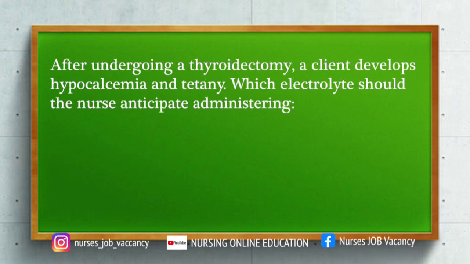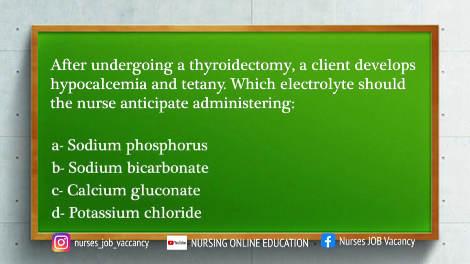Next question. After undergoing a thyroidectomy, a client develops hypocalcemia and tetany. Which electrolyte should the nurse anticipate administering? A. Sodium phosphate. B. Sodium bicarbonate. C. Calcium gluconate. D. Potassium chloride. The right answer is C. Calcium gluconate.